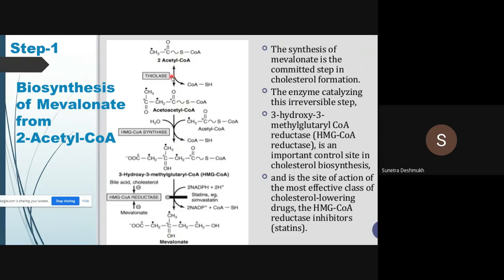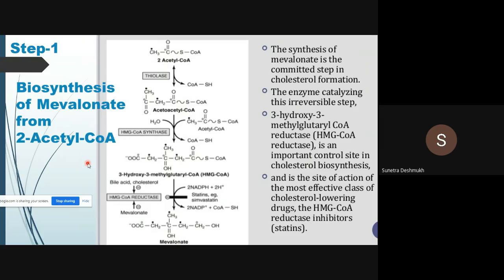Pay attention to the number of carbon atoms, which increase. First there are two carbon atoms, then four carbon atoms, then seven carbon atoms. Go on counting the carbon atoms like that. In mevalonate there are six carbon atoms and two hydroxyl groups. So this is the biosynthesis of mevalonate from acetyl coenzyme A.